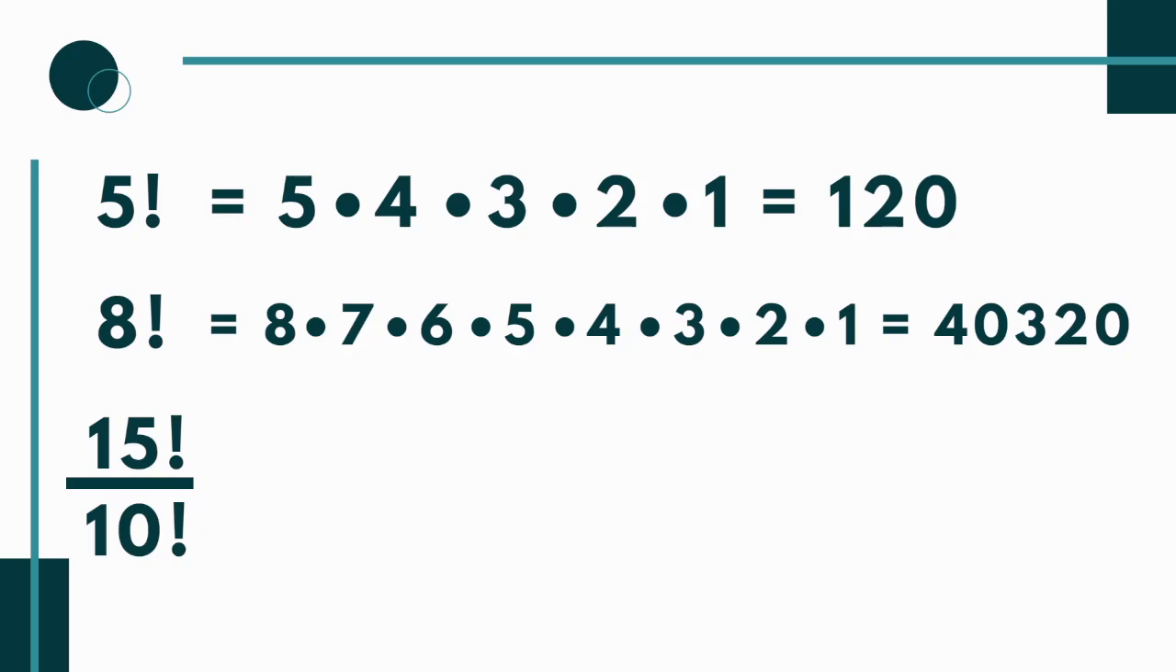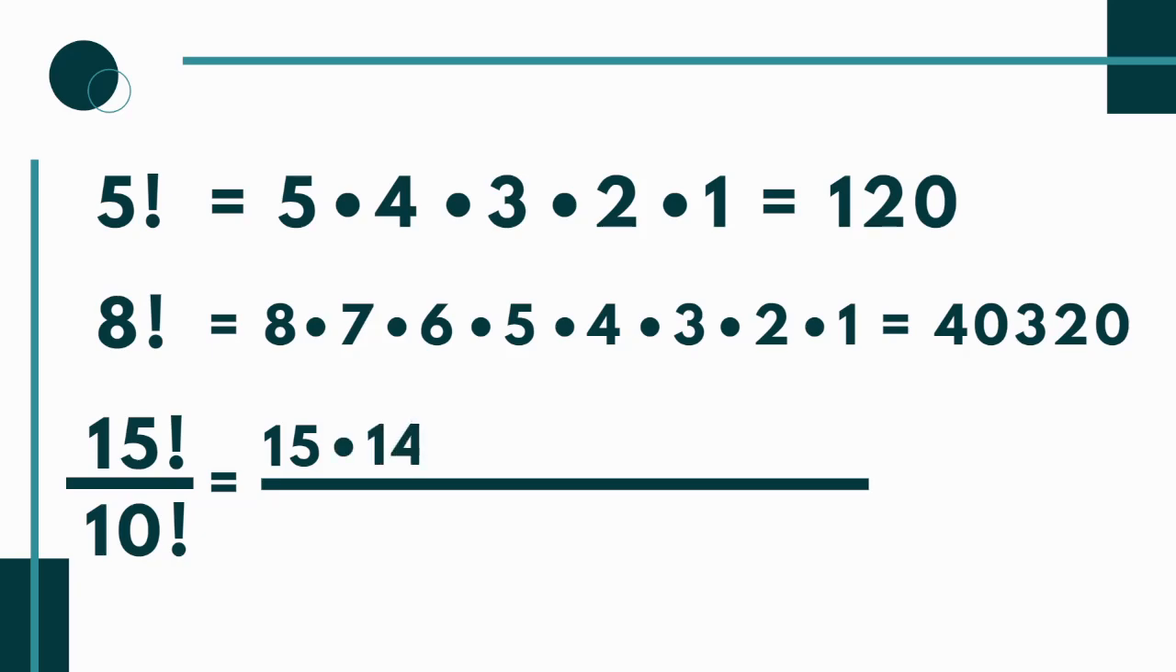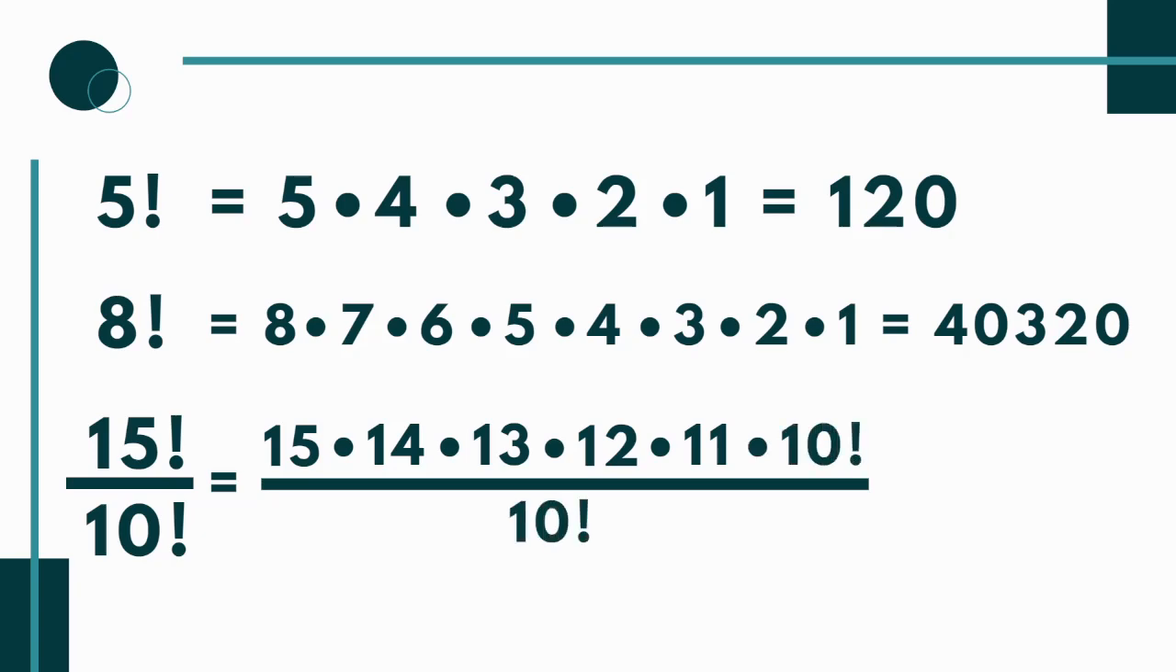There is a numerator and a denominator. So, this is what you'll do. Same process, and you repeat it on both sides. So, 15 factorial over 10 factorial is equal to 15 times 14 times 13 times 12 times 11, and to make it easier, you just write 10 factorial in the numerator and in the denominator.